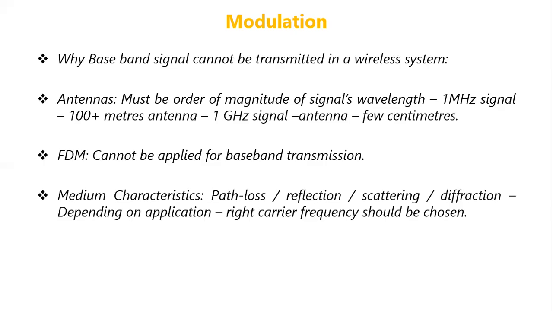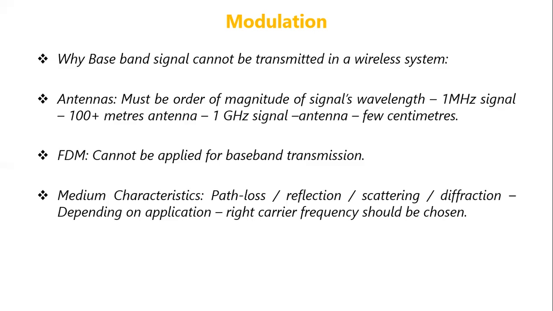So like that, the medium, you cannot guess what type of medium it will be. So depending on the application, the right carrier frequency should be chosen. Depending on where it is going to be applied, accordingly, the signal should be modulated with the right carrier frequency. For example, if it is to be communicated through a submarine, then the carrier wave should be of low frequency. So like that, depending on the application, the carrier frequency will vary.